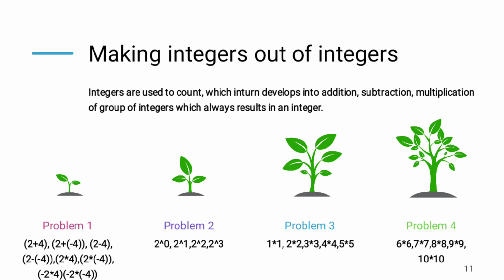Problem 2: 2 to the power of 0, 2 to the power of 1, 2 to the power of 2, 2 to the power of 3. Problem 3: 1 into 1, 2 into 2, 3 into 3, 4 into 4, 5 into 5. Problem 4: 6 into 6, 7 into 7, 8 into 8, 9 into 9, 10 into 10.